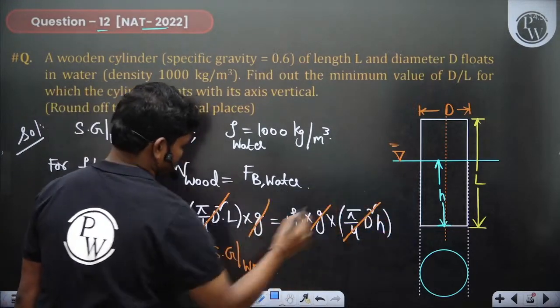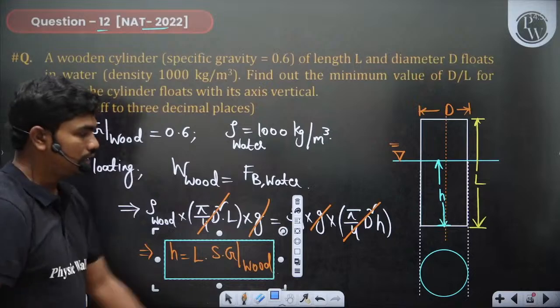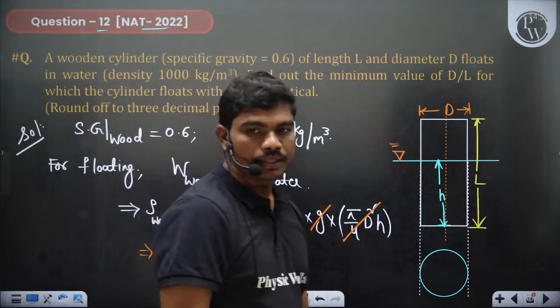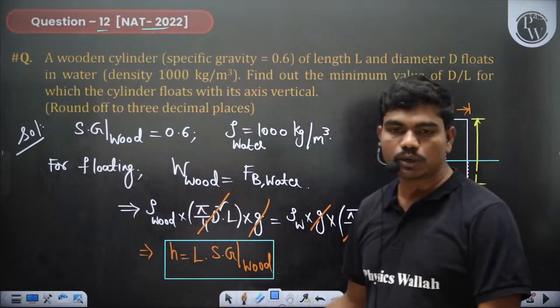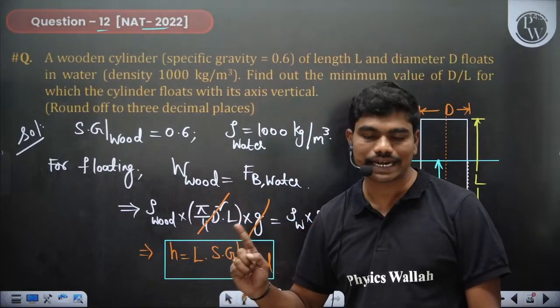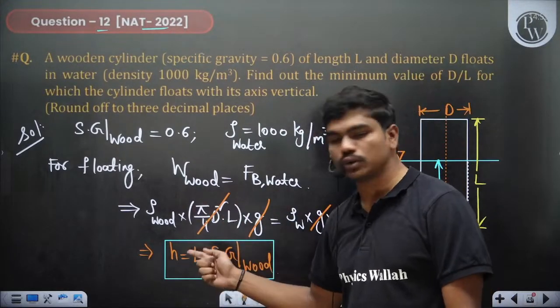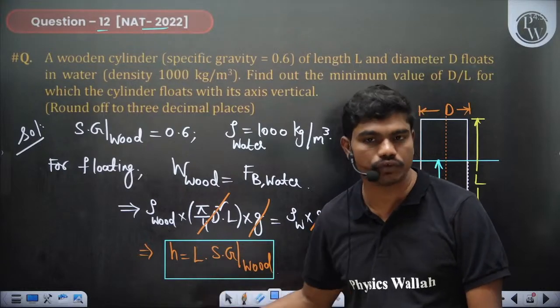Yes or no? Type in the chat box. It's one line till now, what I have done. Just the force balance equation, sigma Fy has to be 0 for the body to float first of all. Whatever is the weight of the wood, the same should be the buoyancy force acting by the water, and those two balance each other. So h is equal to L times the specific gravity of the wood.